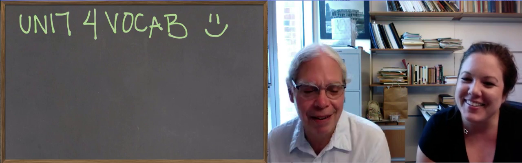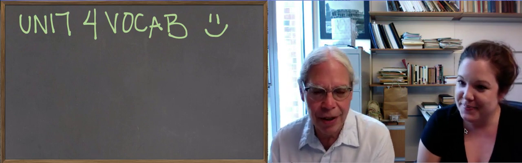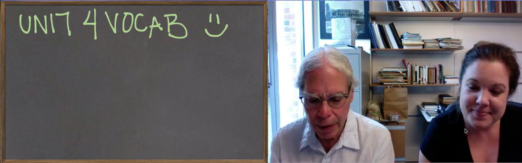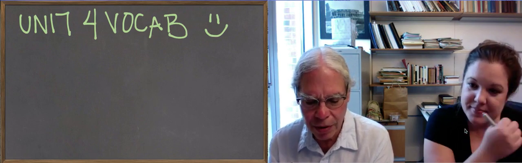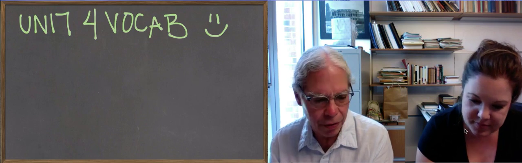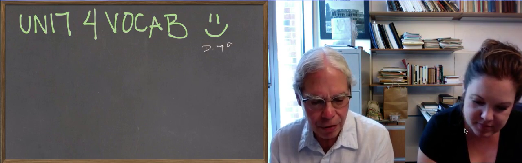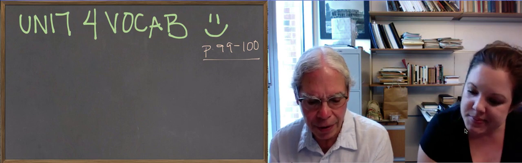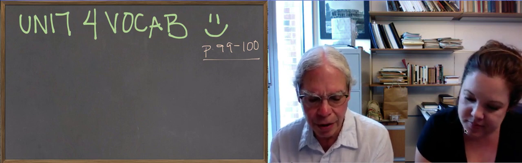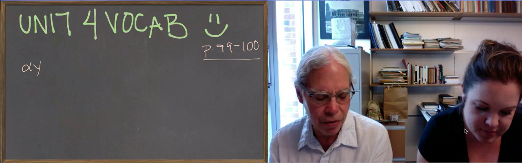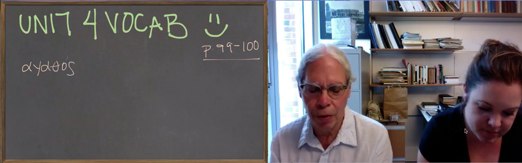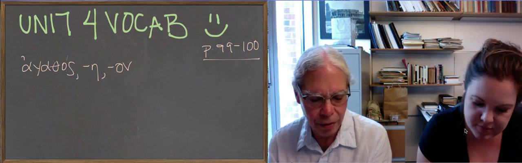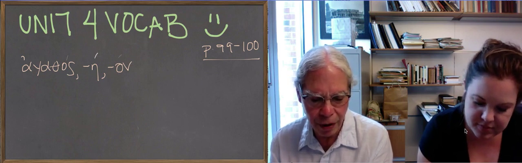All right, so we're talking here about the vocabulary of Unit 4, which is in Hansen Quinn on pages 99 and 100. I'm just going to go through the words here. The first word is agathos, agathe, agathon, a regular adjective, which means good. It means good in moral ways and in physical ways. It's the default word, the unmarked word for good.